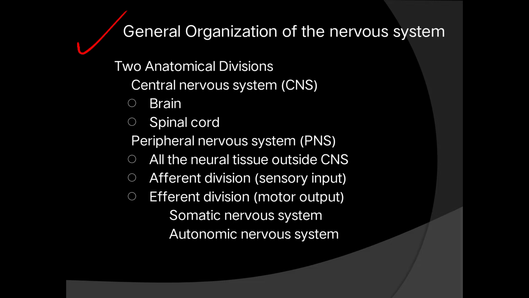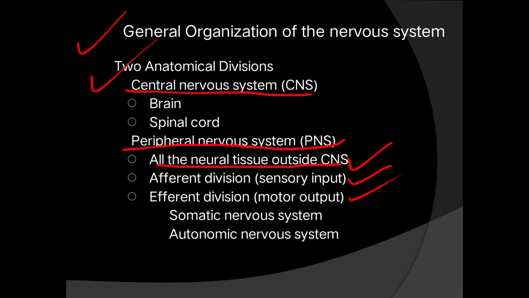Then the general organization of the nervous system. The two anatomical divisions are the central nervous system, which includes the brain and spinal cord, and the peripheral nervous system, which includes all the neuronal tissue outside the central nervous system. Then the afferent division, that is the sensory input, and the efferent division, that is the motor output. So the peripheral nervous system involves all the neural tissue outside the central nervous system.